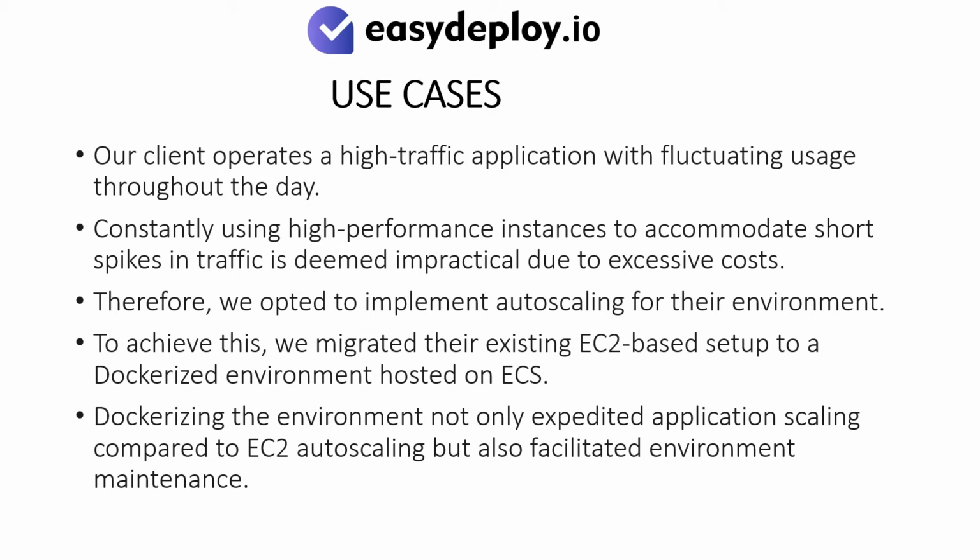Use cases. Our client operates a high-traffic application with fluctuating usage throughout the day. Constantly using high-performance instances to accommodate short spikes in traffic is deemed impractical due to excessive costs. Therefore, we opted to implement auto-scaling for their environment. To achieve this, we migrated their existing EC2 base setup to a Dockerized environment hosted on ECS. Dockerizing the environment not only expedited application scaling compared to EC2 auto-scaling, but also facilitated environment maintenance.